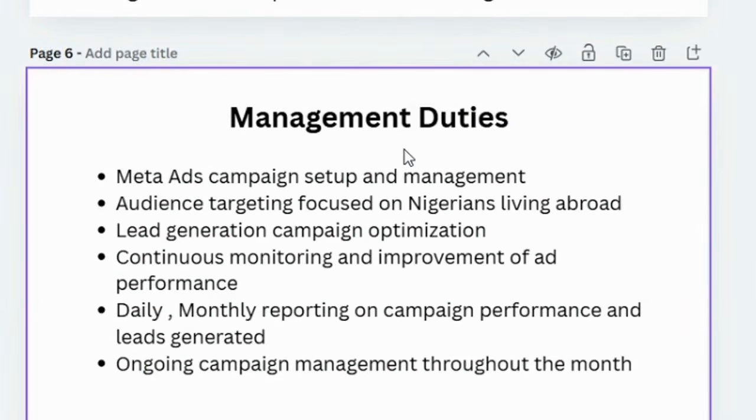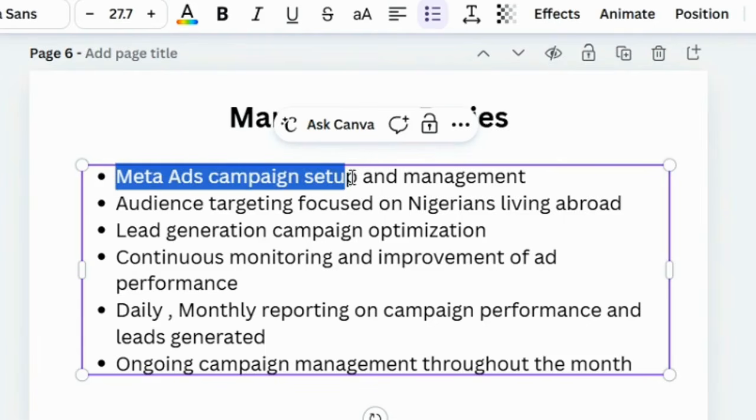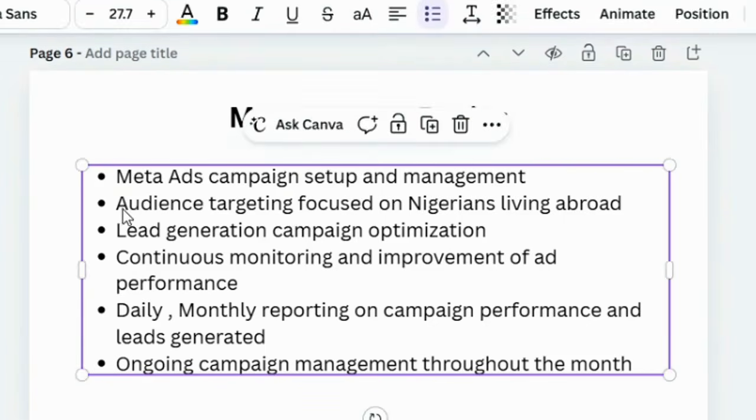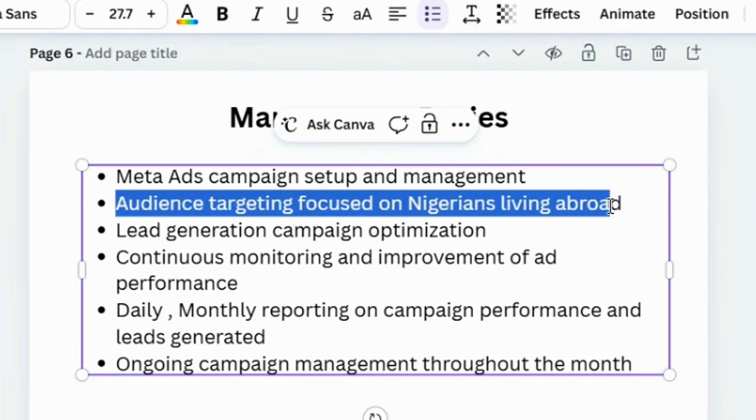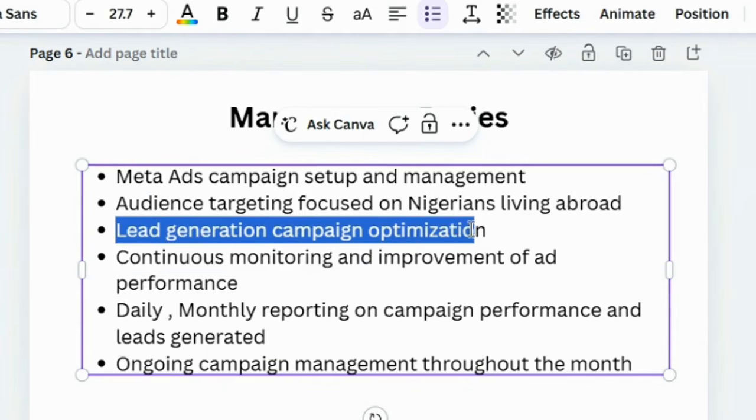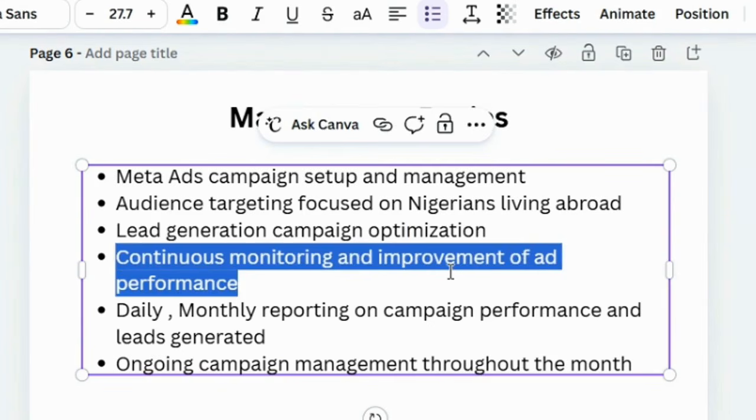Now, the management duties, what I'll be doing for you every month. I'll help you set up the Meta ads. I'm going to do the audience targeting for you, to target Nigerians abroad, living in the US, Canada, Australia, and so on. I'm also going to help you generate leads. The leads are going to come in for sure. That is the guarantee, that I'm going to give you diaspora leads. And I'm going to be monitoring it and seeing what improvements have to be made.